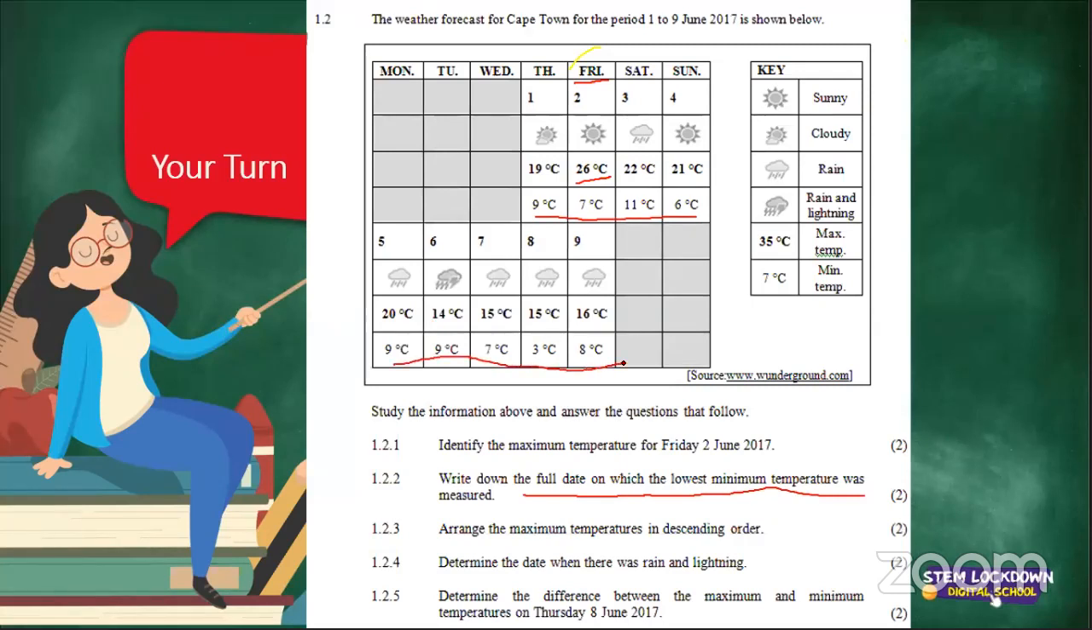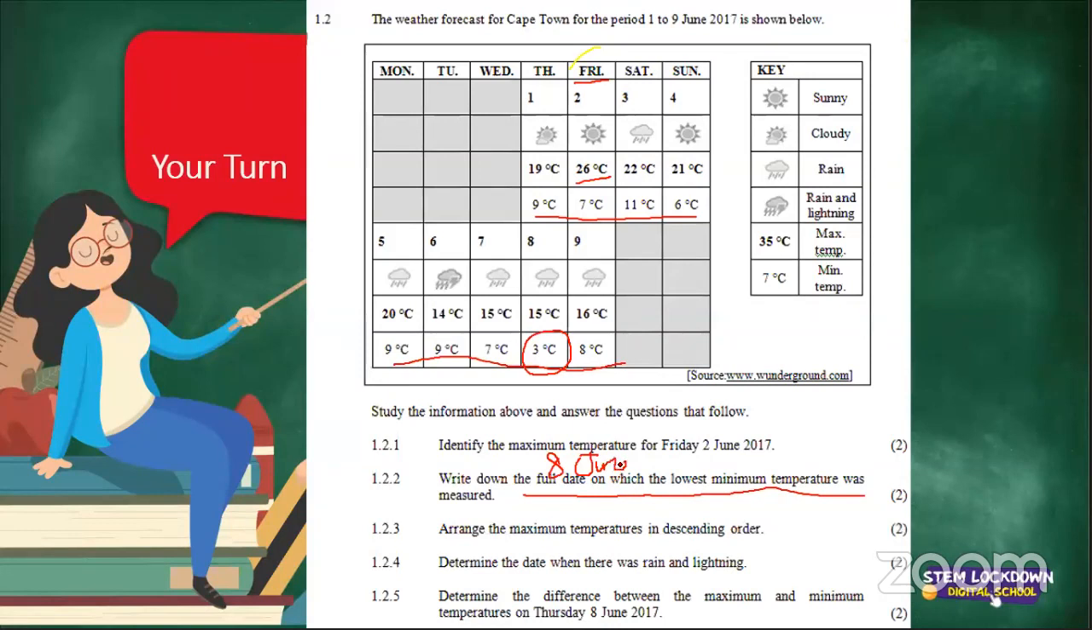And I'm looking at the lowest one. Obviously, the lowest one would be 3 degrees Celsius, right? On what date was it measured? It was on the 8th. So your answer should have been the 8th of June, right?